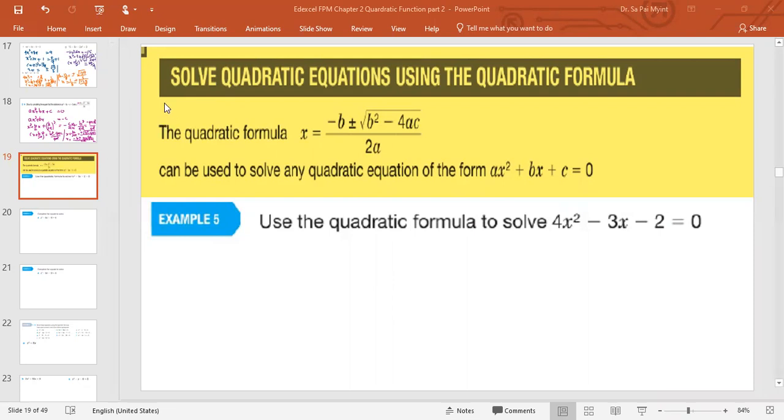Edexcel IGCSE Further Pure Mathematics Chapter 2 Quadratic Function Part 3.